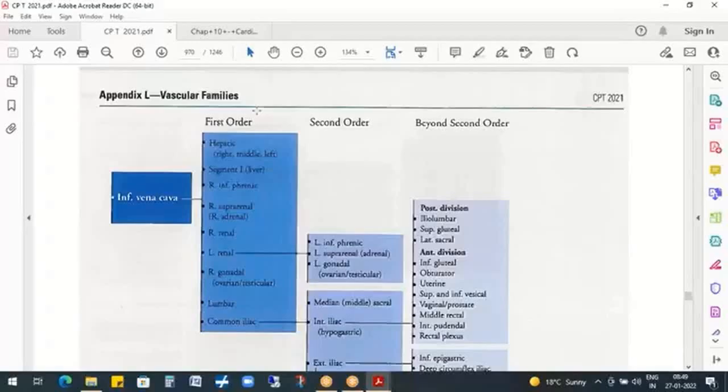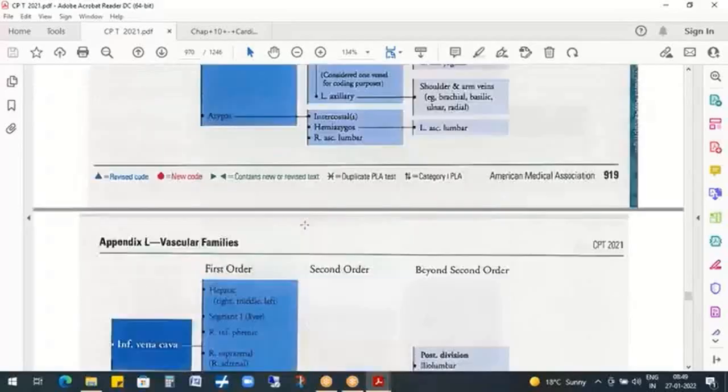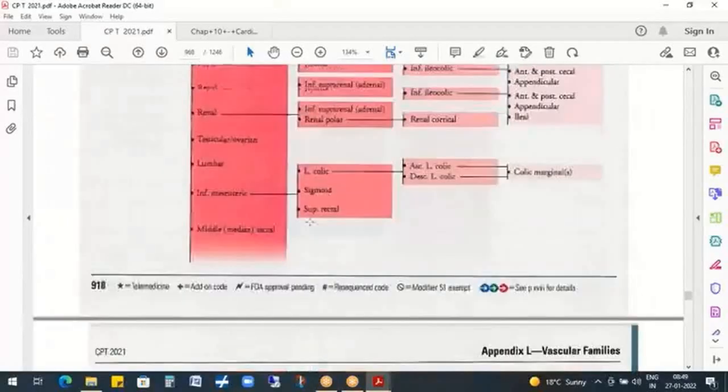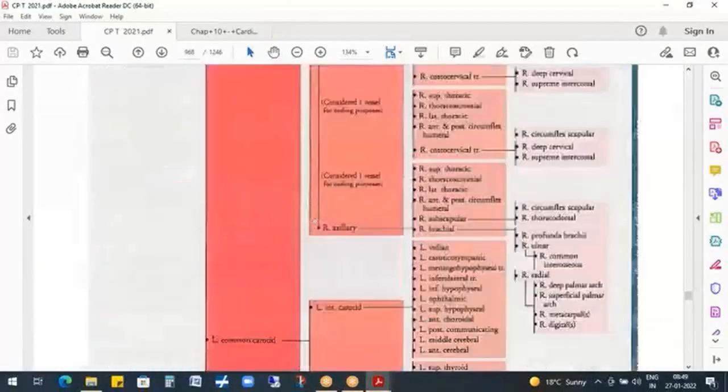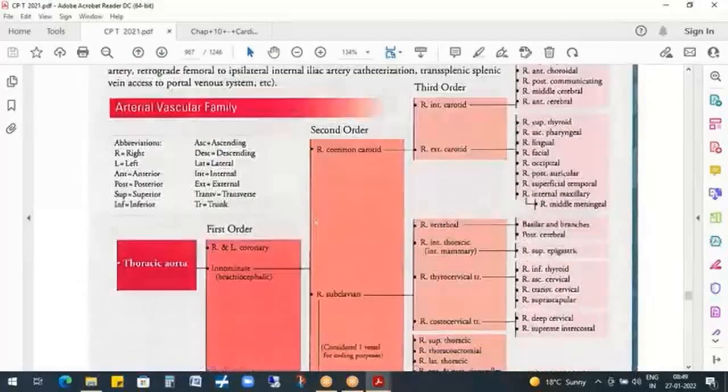36215, arterial system, first order. Next, 36216. Read the code 36216. Selective catheter placement, arterial system, initial second order thoracic or brachiocephalic branch within vascular family. Now 36217.